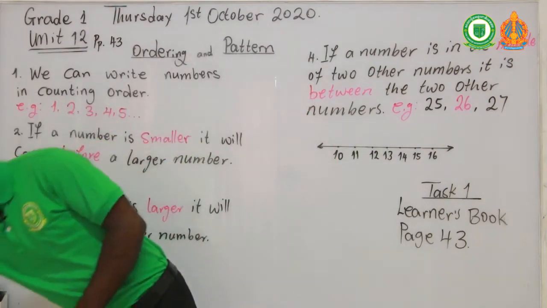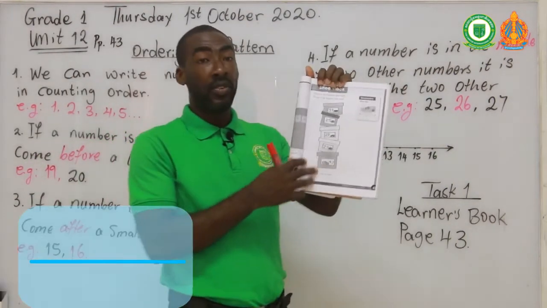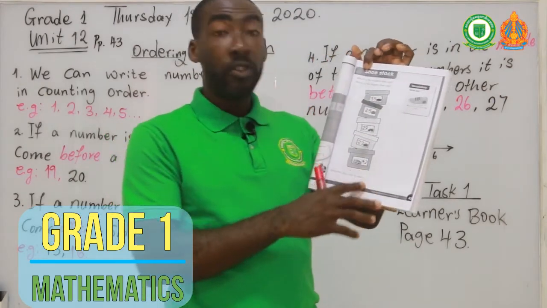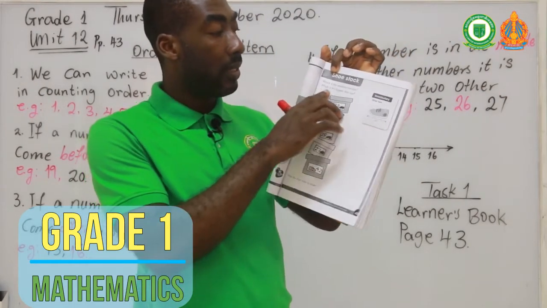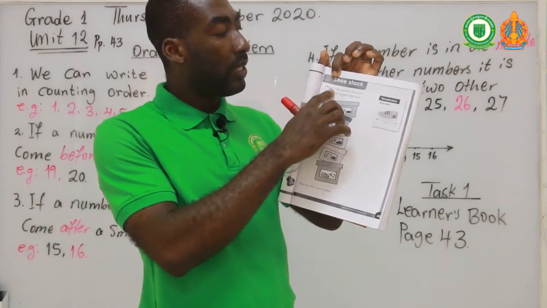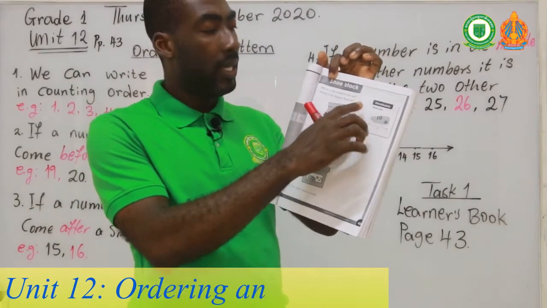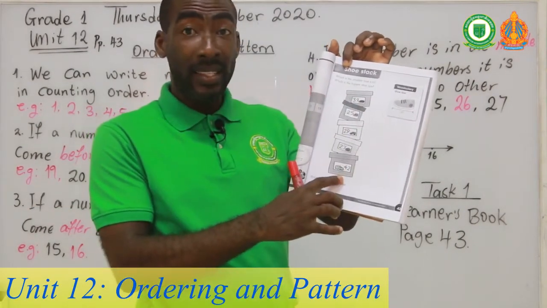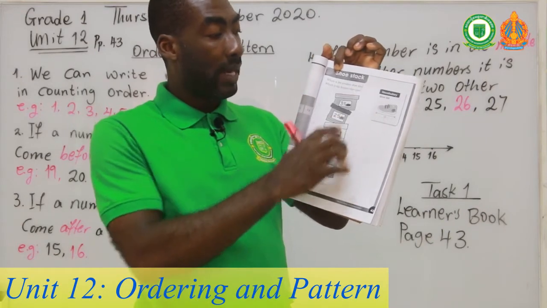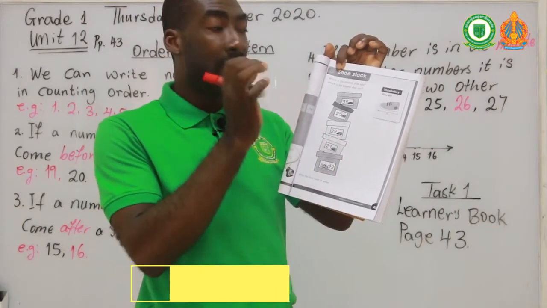Okay, so this is page 43. You have sizes of shoe here. You are supposed to answer these three questions. So which is the smallest shoe size? You look at your shoe sizes here, and then you write which shoe size is the smallest.